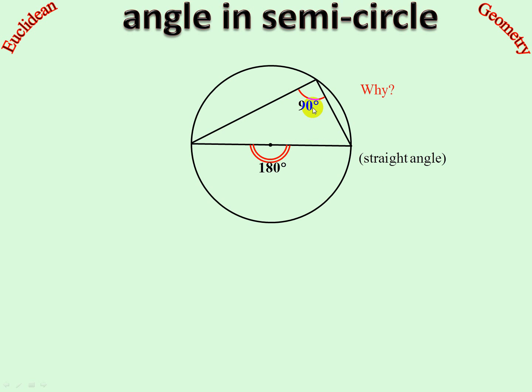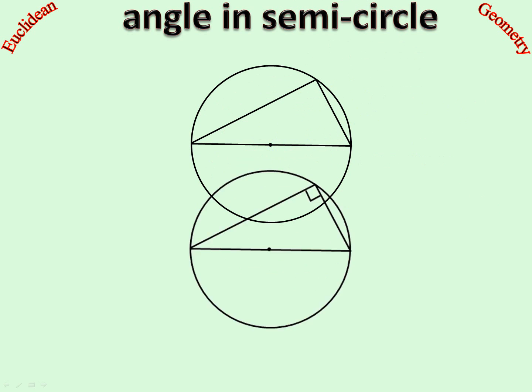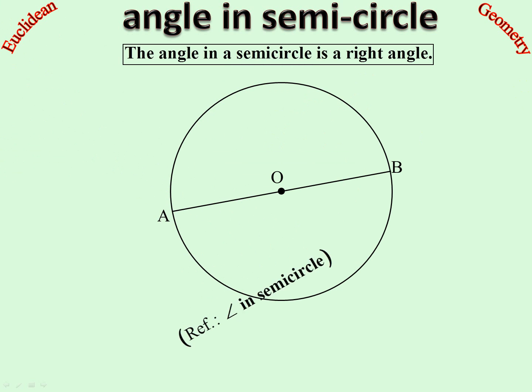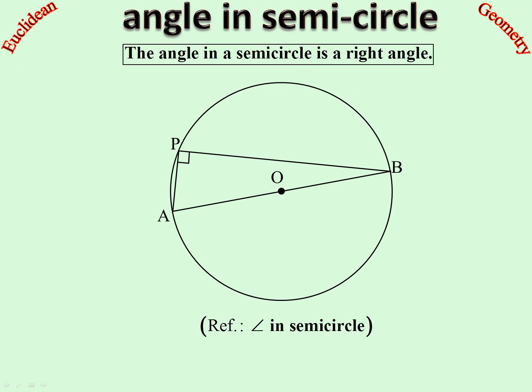This one's 90. Why is that? Angle at center. That is half of this one, or this is double that one. So therefore we know that that has to be 90 degrees because the diameter has a 180 degree angle at the center. So therefore there is our right angle in the semicircle. And the reference is angle in semicircle. And it can be at any point on the semicircle. Wherever you draw it, this will be a right angle.